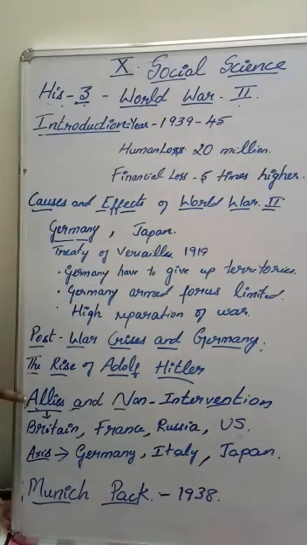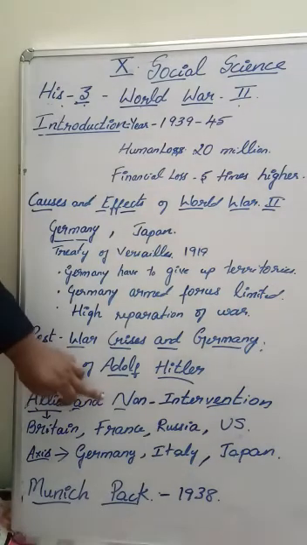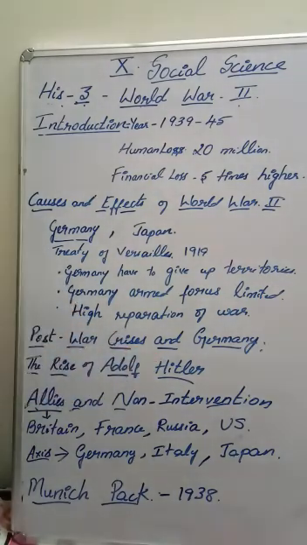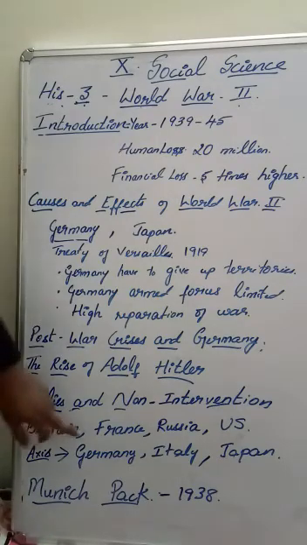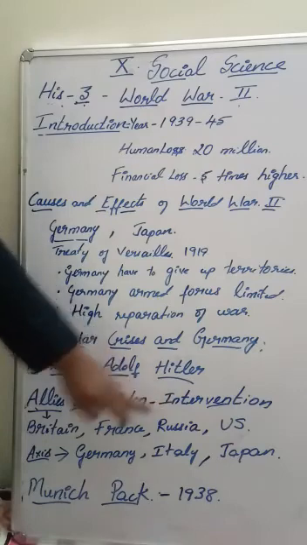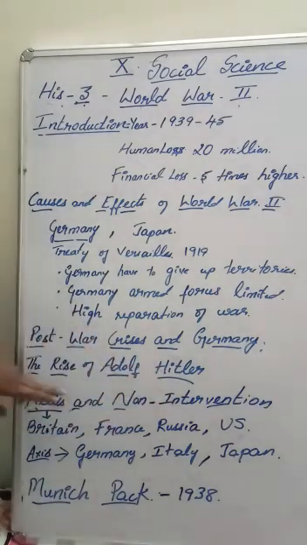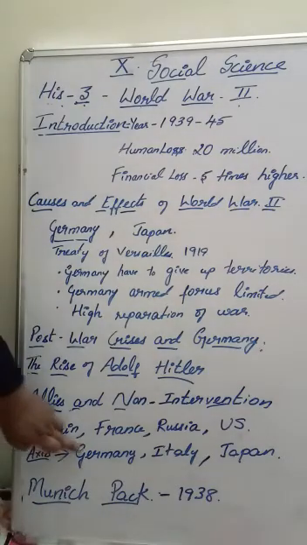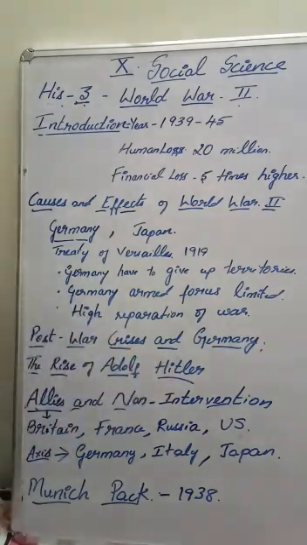Next we'll move on to alliance and non-intervention. The Second World War took place between two groups, the Allies and the Axis. Under the Allied group we had Britain, France, Russia and the US. This Allied group won the Second World War, and the Axis group was Germany, Italy and also Japan. And next we'll move on to the Munich Pact.